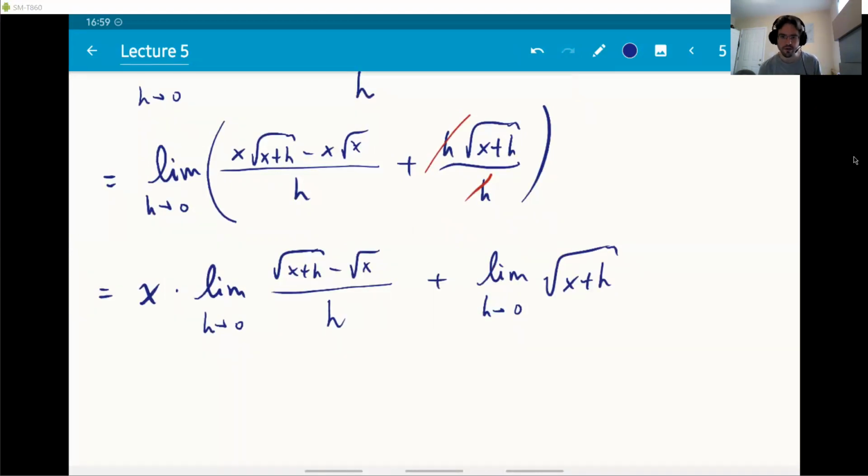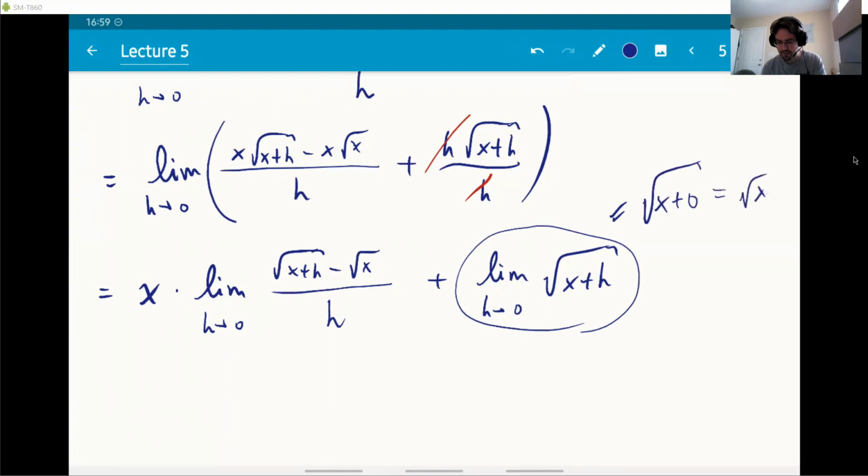The second one is very easy. In the second one, you basically already got rid of the problem. You got to cancel an h, and now it's possible to plug in h equals 0. So this one will just be equal to root x. When you plug in h equals 0, it gives you root of x plus 0, which is root x.